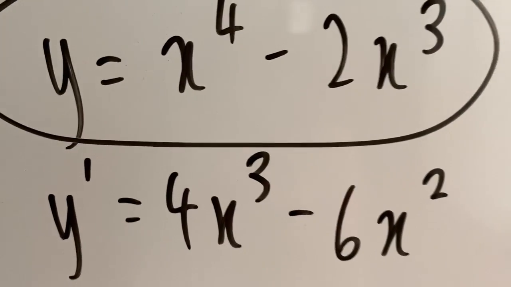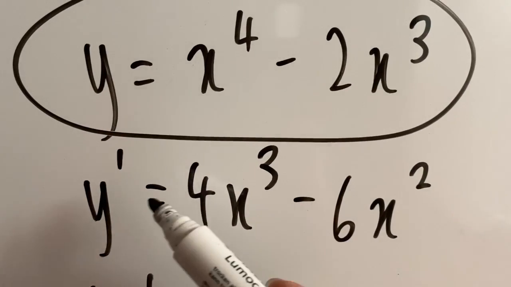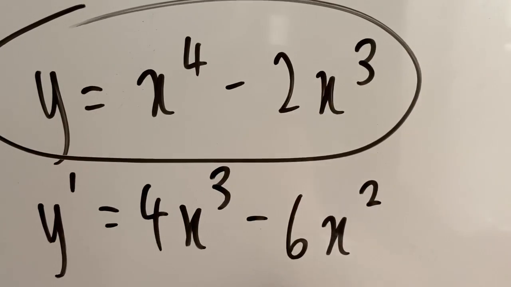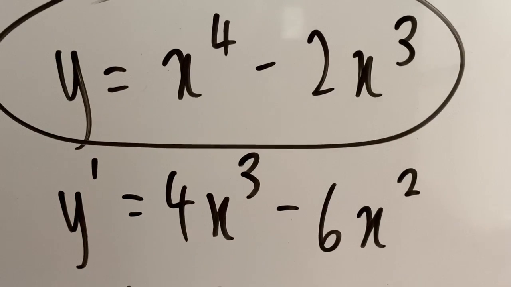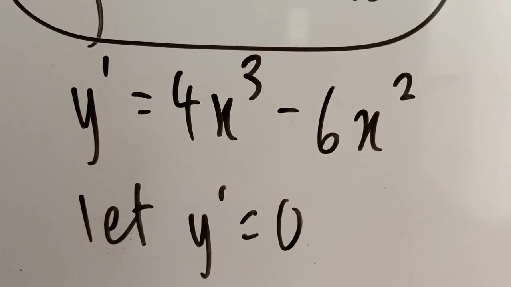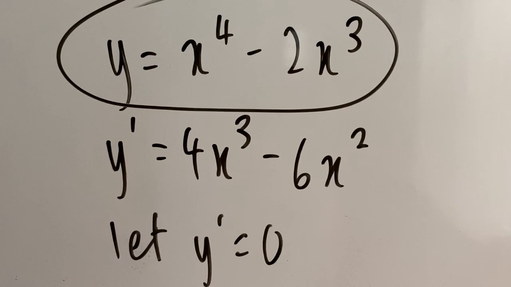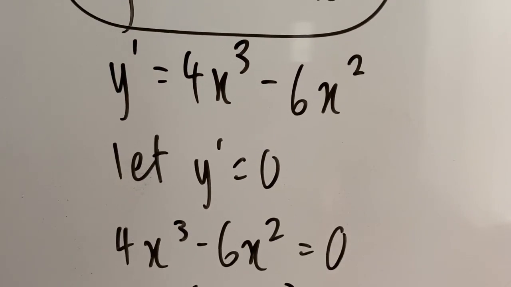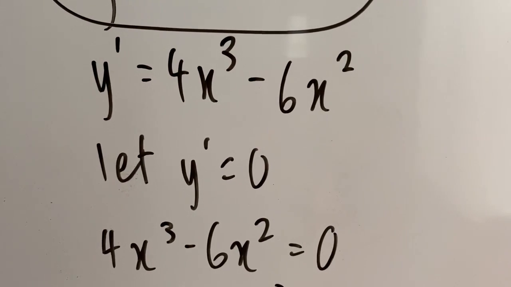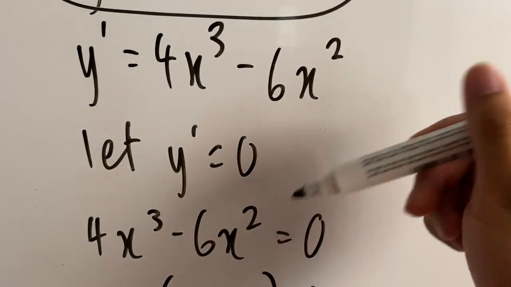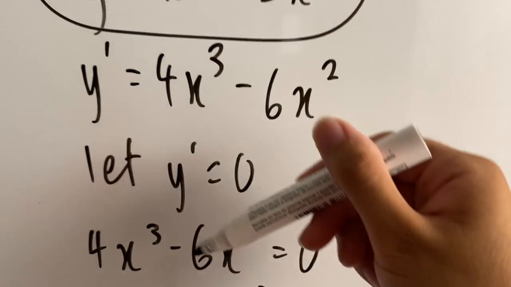So let's take a look. I differentiated that already. So y dash is just equal to 4x cubed minus 6x squared. And then what you want to do is let y dash equal 0. And once you let y dash equal 0, you're going to come up with an equation with just x and numbers. And you can quickly solve this for what x is equal to. All you have to do is factorize, right?